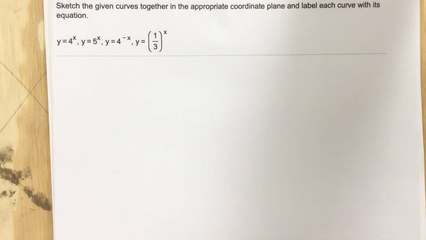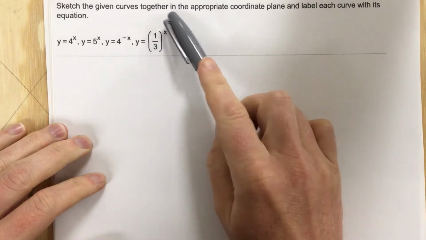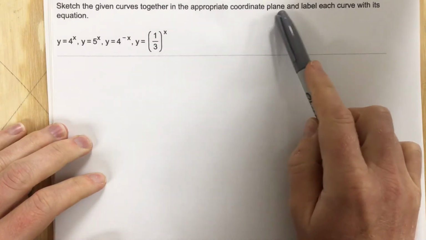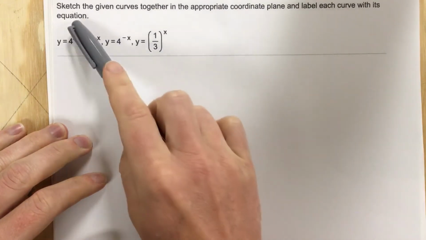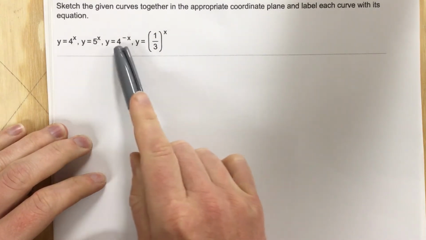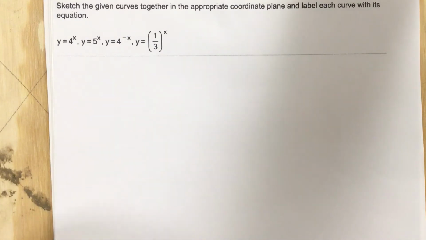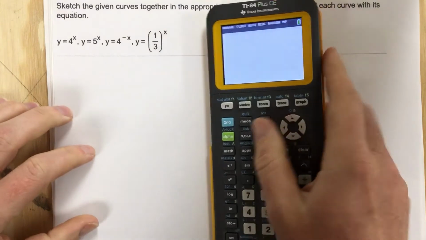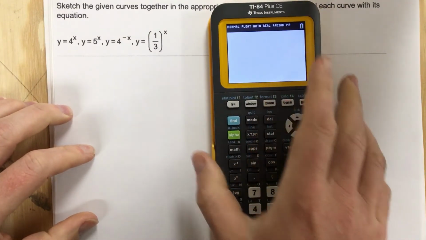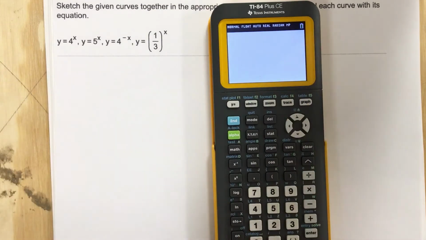This is problem number 1 from section 1.5. In this problem it says sketch the given curves together in the appropriate coordinate plane and label each curve with its equation. They give us 4 different exponentials and they want us to graph each of these. I'm going to use the TI-84 to do this graphing piece, and I'm going to do each equation individually, one at a time, and then we can compare them all together.